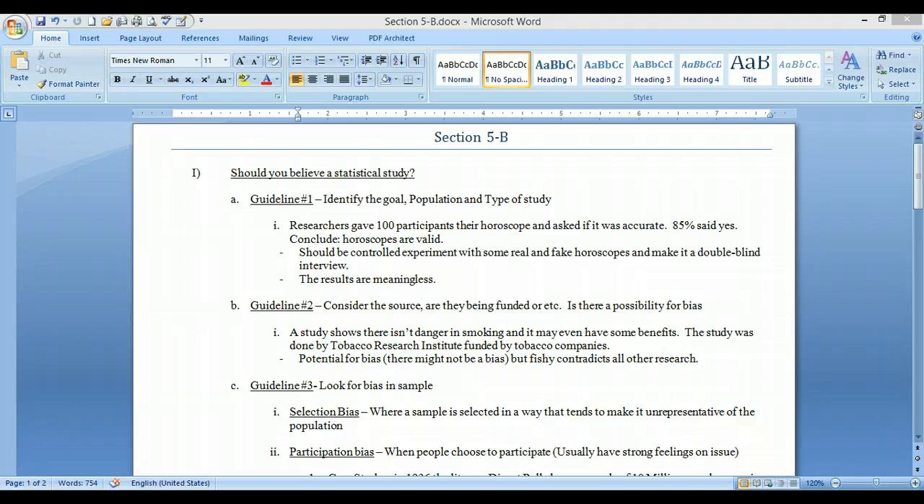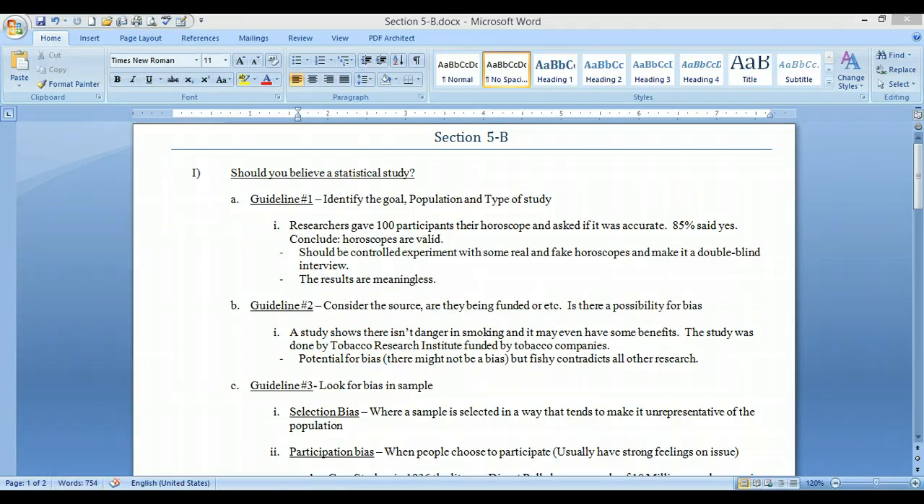And then because they probably asked if it was accurate, there was an interaction between the participant and the experimenter, so it should have been a double blind. If they had done a poll or a small survey, then it could have been a single blind. But in the end, the results are absolutely meaningless because they didn't have a control group.